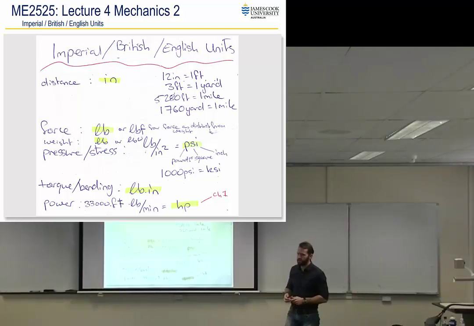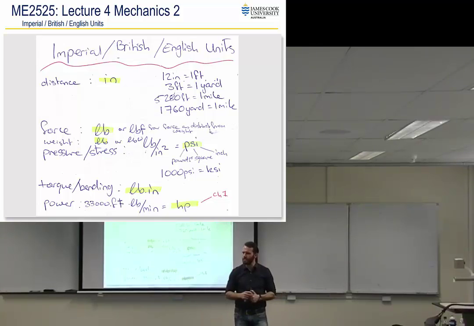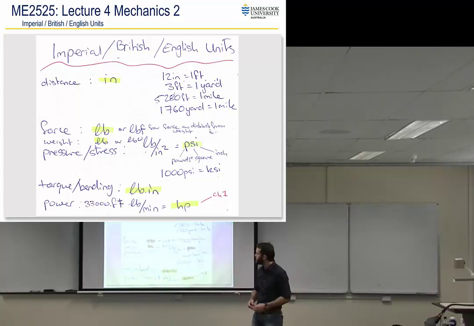The distance that we work in is inches. You might be told things in feet, and obviously there are 12 inches to the foot. Is everyone familiar with 12 inches equals a foot? Yeah, cool. 3 feet equals a yard. Probably won't be yards too much, unless you're dealing with civil documents and things like that, for civil infrastructure.